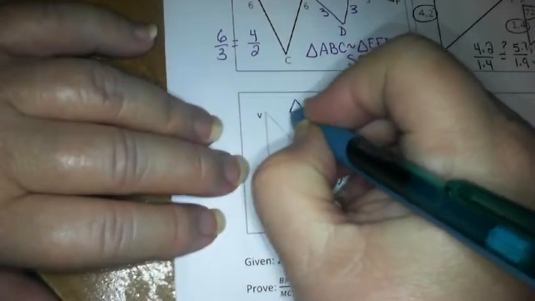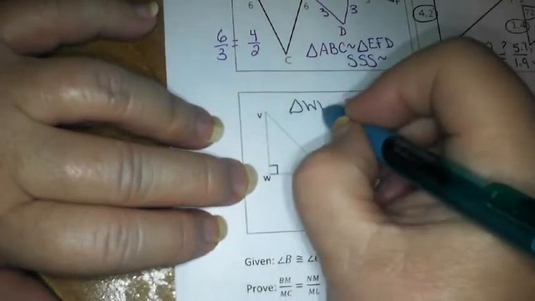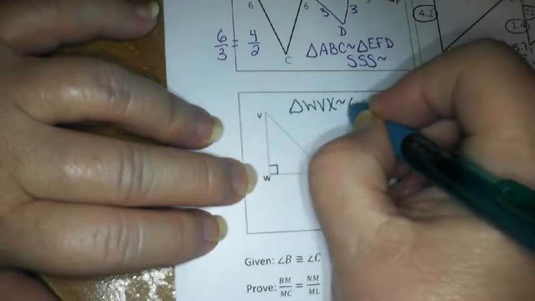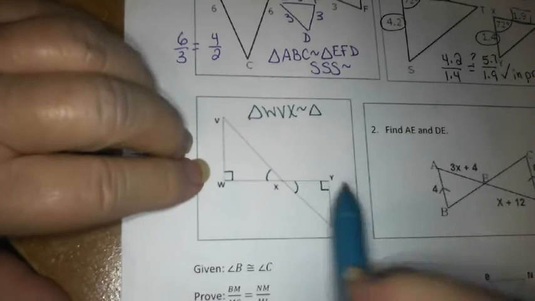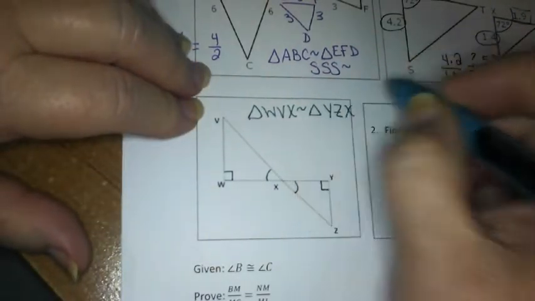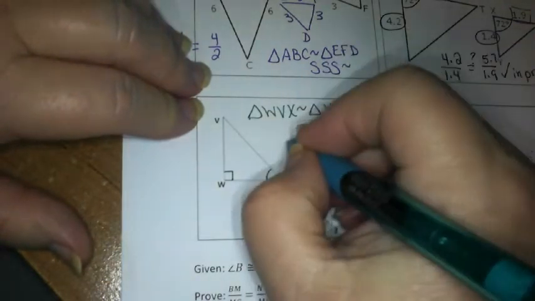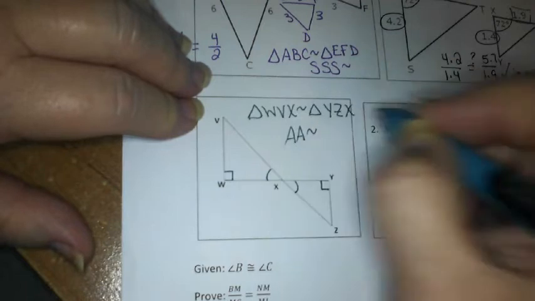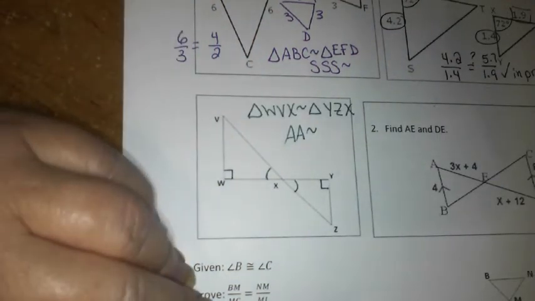So I'm going to name triangle, oops, I'll start with W. We'll say WVX, and then just make this one match up. W was the right angle, Y is the right angle, and then ZX. So these 2 triangles are similar because of AA similarity postulate, because that's all the information I had to go on.